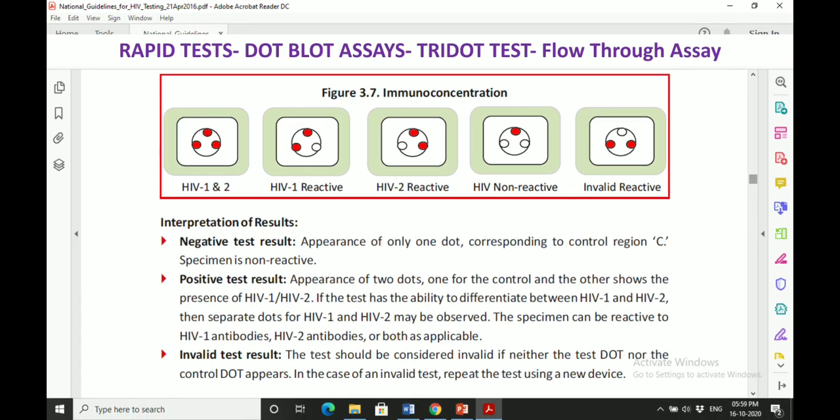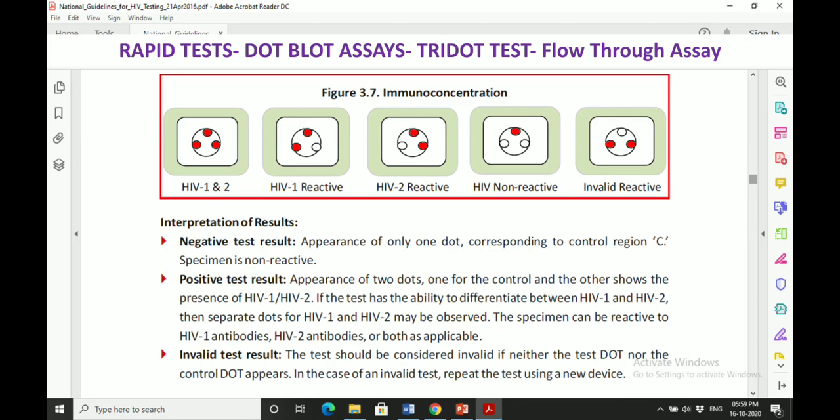Now let me take you to the next set of screening tests, which are also called the rapid test or point of care test, because they can easily give you results within a fraction of 30 minutes. Now this is a dot blot assay.